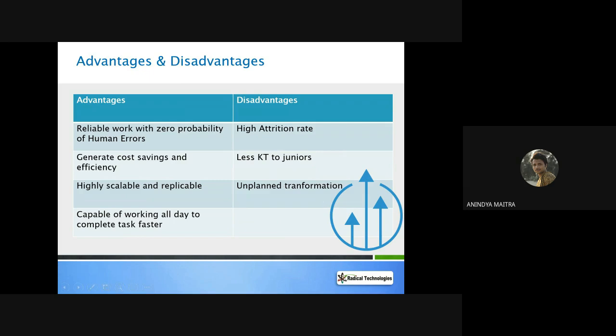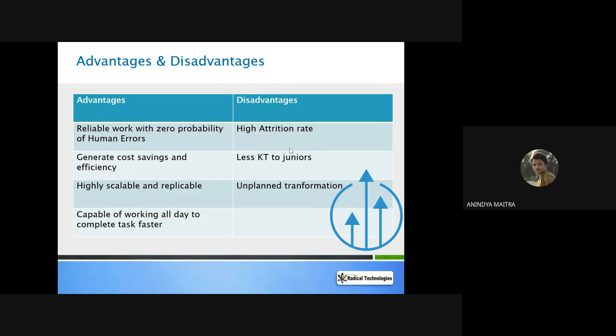Okay. And then the next point is KT to juniors. This is a very practical example. Suppose you have automated a process. Make it very clear that in RPA we are not doing anything new. We are not building something new, because here we automate some task which is already there. Some people are doing it now, and we can automate that. RPA cannot do something new.